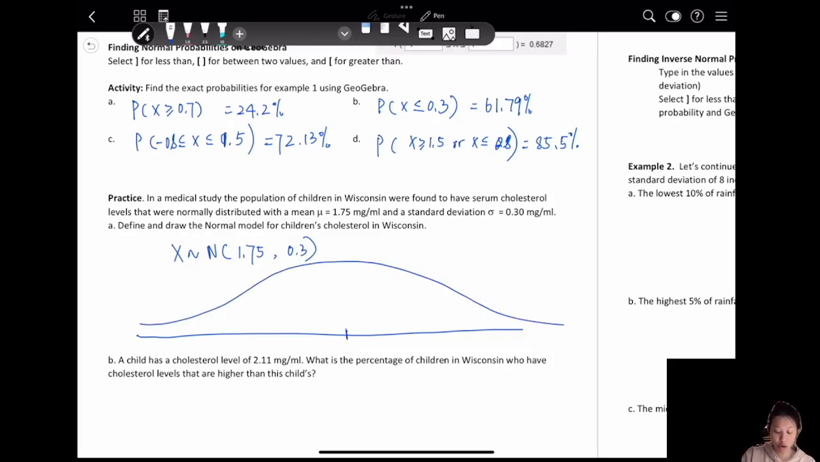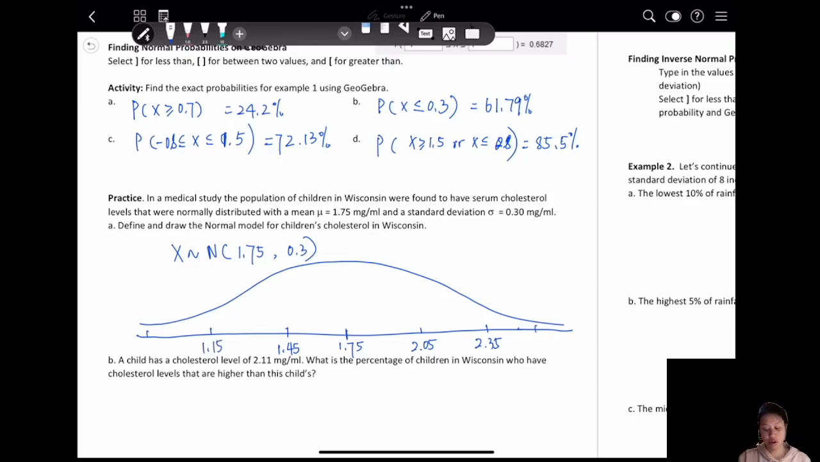So we know that this is a normal distribution. The center is going to be the mean, which is 1.75, and then you have 1 standard deviation, 2 standard deviations, and 3 standard deviations. For each standard deviation, you just need to add and subtract 1 sigma. So 1.75, we add 0.3, we have 2.05. We subtract 0.3, we have 1.45. And then we add 0.3 again for the second standard deviation, we have 2.35. And then we subtract, we have 1.15.